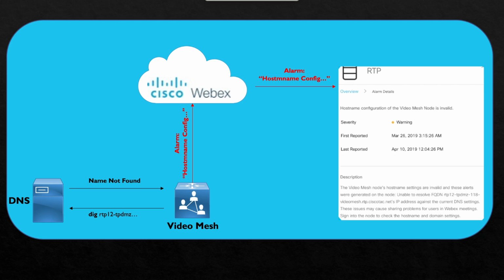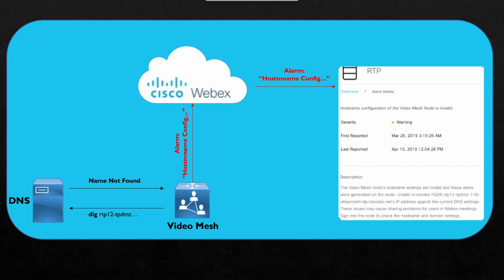So when an administrator views a Video Mesh resource in the Webex Control Hub, if there's an alarm active, then the word alarms will appear beside the resource status. Selecting the Video Mesh node with the alarm will allow the administrator then to be able to view the severity of the alarm along with an alarm description.